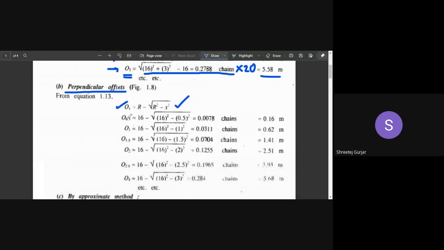Similarly, our radius is 16 over here, and the offsets we have taken as half chain interval: starting from 0.5, then 1, 1.5, 2 and 2.5, and we have calculated up to 3. There are many more offsets which go on, so we have stopped at 3. 16 minus square root of 16 square minus 0.5 square. So you will get the answer in chains, and you multiply by 20 to get it in meters. This is how you can calculate using perpendicular offsets.